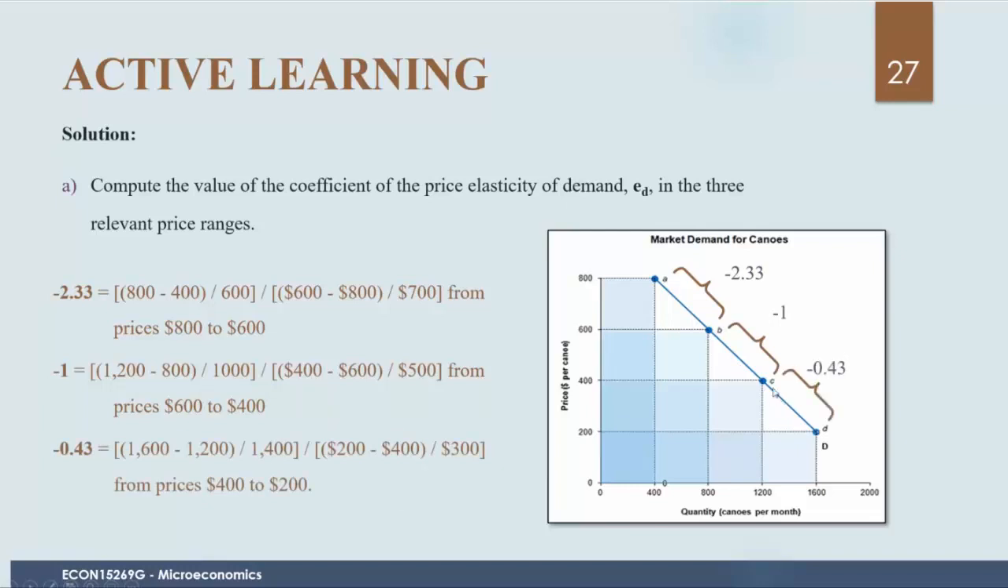So here, if we're looking at this portion, the price difference again is 200. So that's this difference here. We divide it by the average, which is 300.